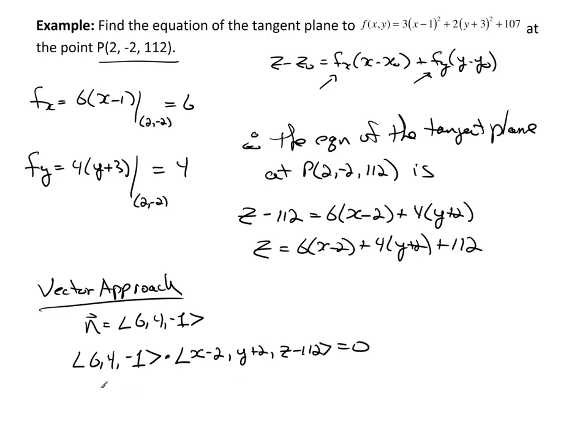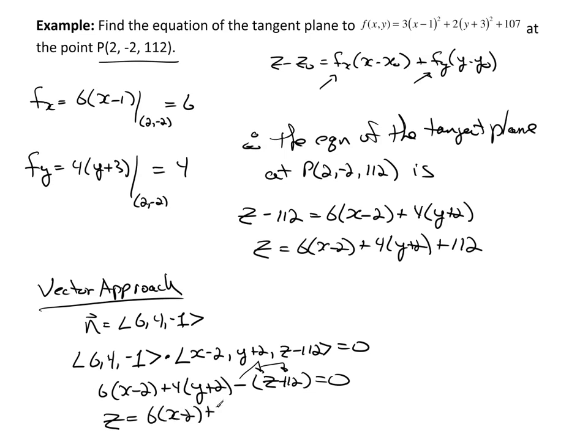And when I do, I get 6 times x minus 2 plus 4 times y plus 2 minus the quantity z minus 112 equals 0, which, solving this for z, I'm going to distribute this negative, and I will get z equals 6 times x minus 2 plus 4 times y plus 2 plus 112, which is exactly the same thing as I got up here.